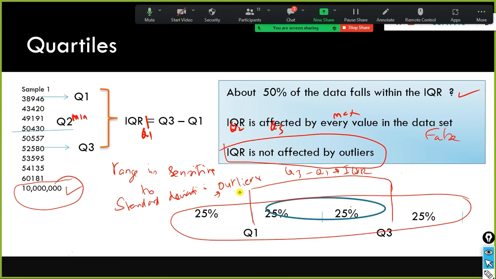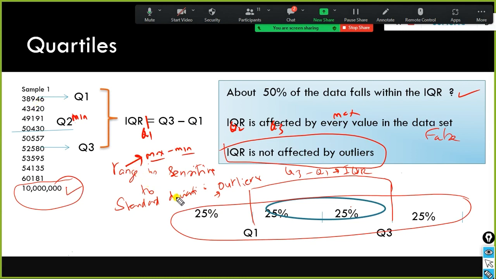Range is also sensitive to outliers, which means if I have a bigger value, how do you compute the range? Can all of you please type it? What formula do we use to find the range? Maximum minus minimum, right? That is your range. What is the maximum value? This one. The minimum is this. That is your range.